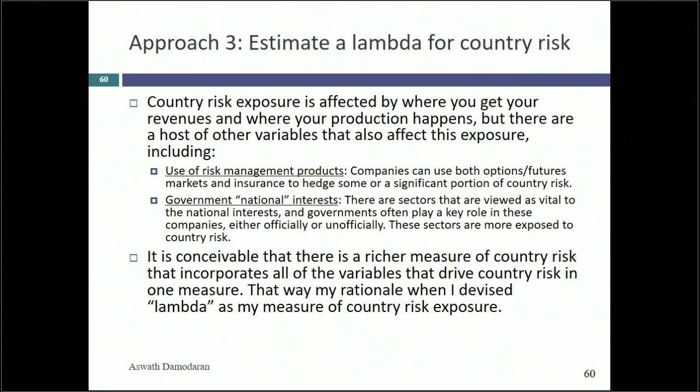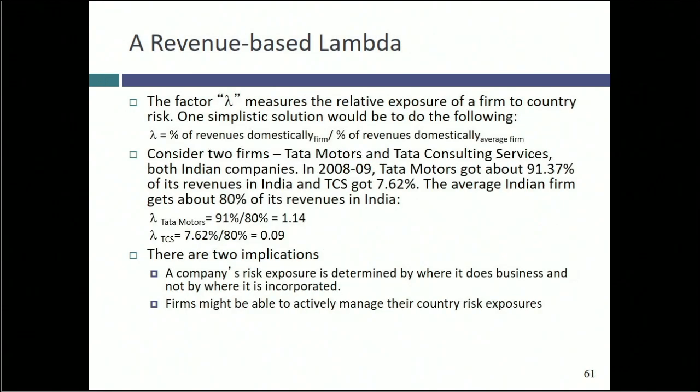Again, I'm going to start simple with the one number we get for every company, which is revenues. And if you want to think about estimating Lambdas purely upon revenues, here's how it's going to play out. Let me take two companies in India, Tata Motors and TCS, both part of the Tata Group. In 2008, 2009, Tata Motors got about 91% of its revenues in India, and Tata Consulting Services got less than 8% of its revenues in India. Both Indian companies, very different Indian exposure.